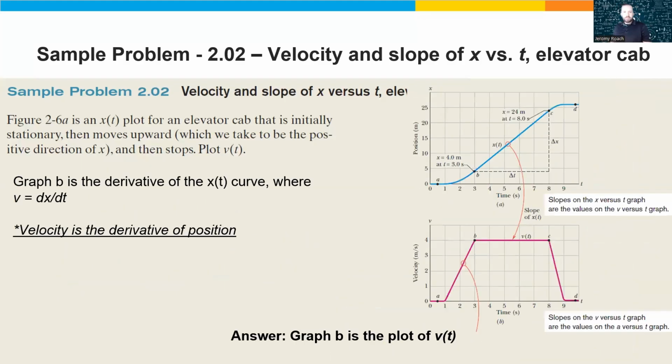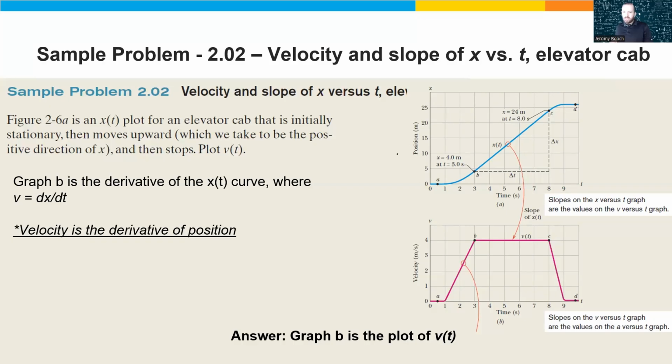All right. So we still don't have a question for this. It just says plot VT. So plot VT means that we want to plot the graph of the velocity graph.